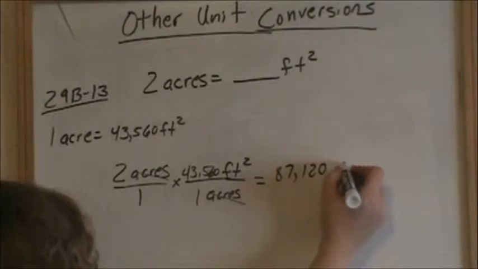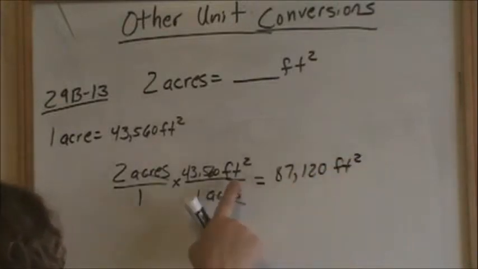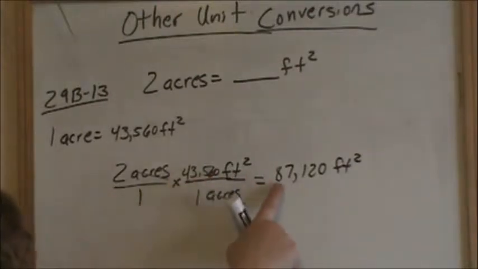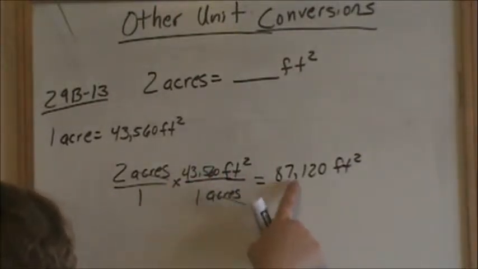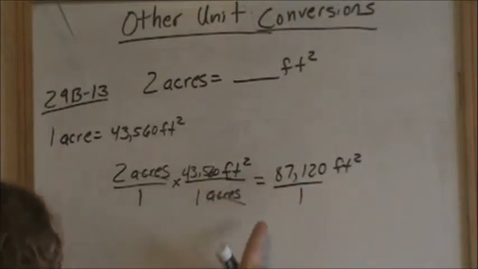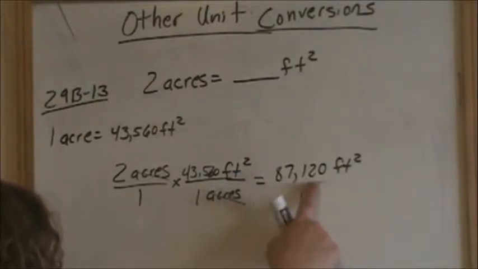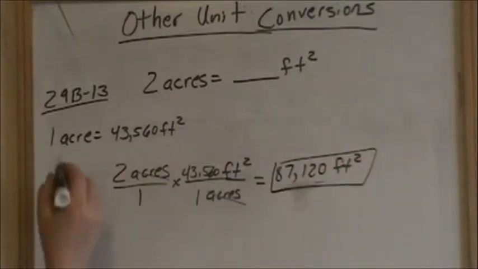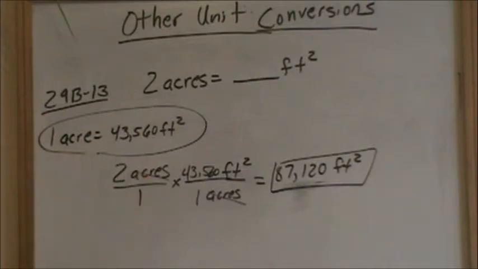87,120 square feet, because that's the unit that's left. 2 times 43,560 is 87,120, 87,120 square feet. 1 times 1 is just 1, but any number divided by 1 is just itself. And that's how you can turn acres into square feet using this conversion factor.